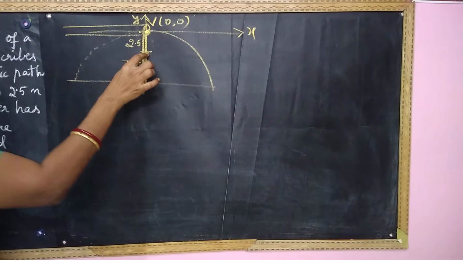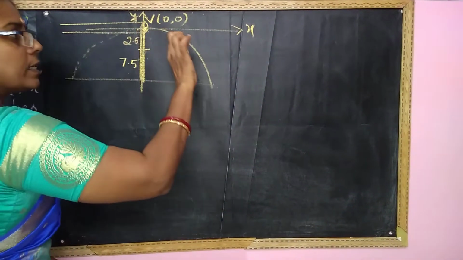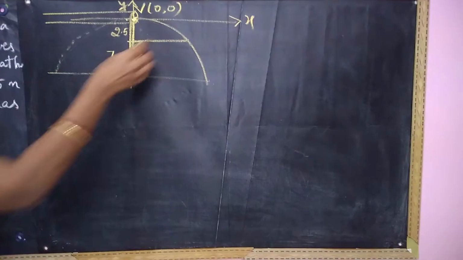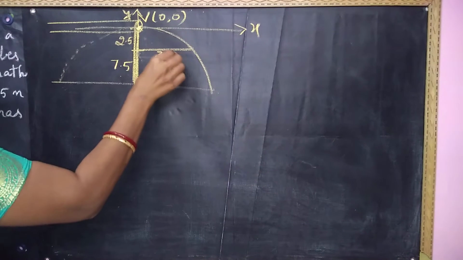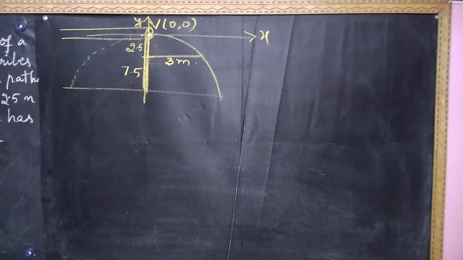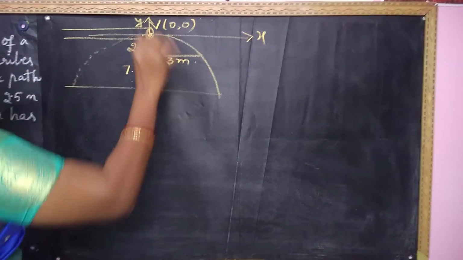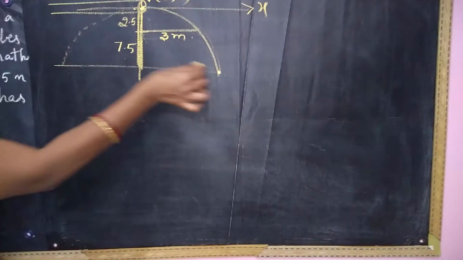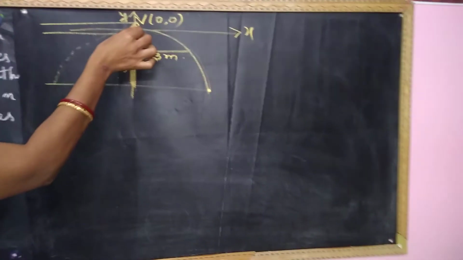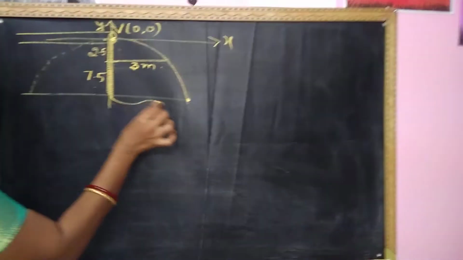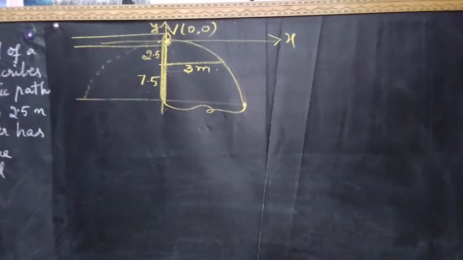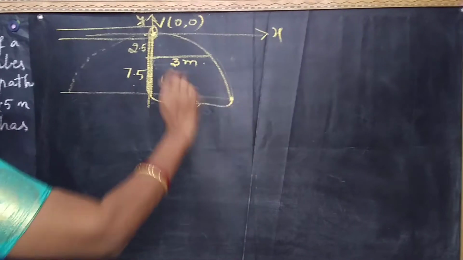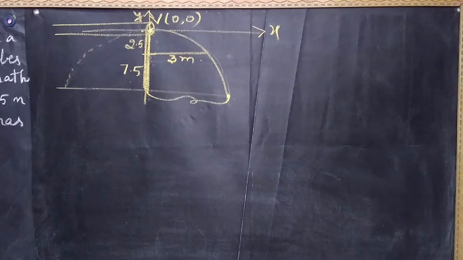So at 2.5 meter below, the water curved outwards. From here, they have given 3 meter. So this is given as 3 meter. What we have to find out is, where the water flows and strikes the ground. When it strikes the ground, you have to find the horizontal distance from the pipe. This lies in the 4th quadrant.